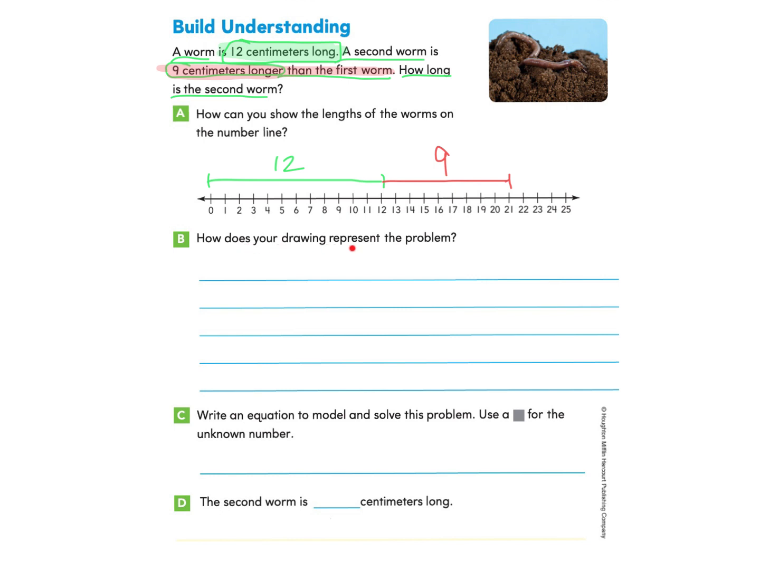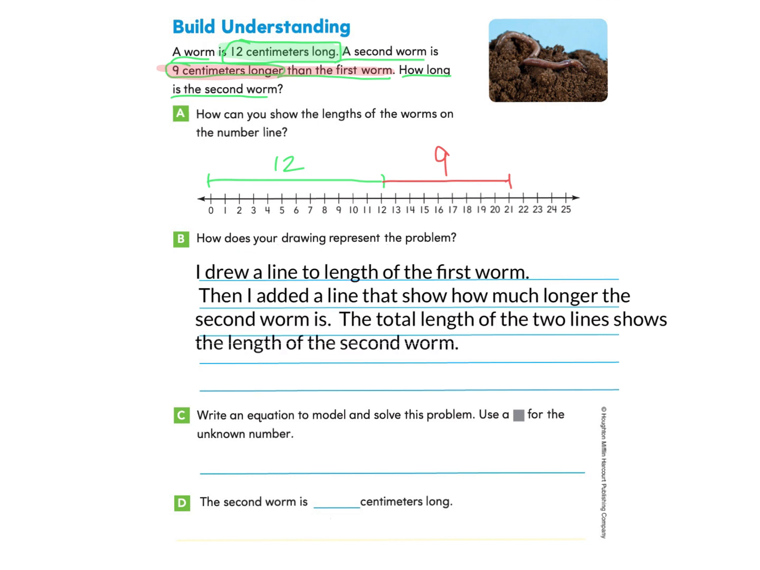How does your drawing represent the problem? I can explain my thinking by saying I drew a line to the length of the first worm. So that's what I did first. And then I added a line to show how much longer the second worm is. So I drew this line to show how much longer the second worm was. And so then the total length of the two lines, this one and this one, shows the length of the second worm. Now we're ready to look at part C.